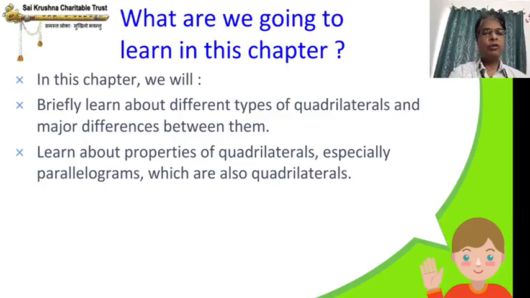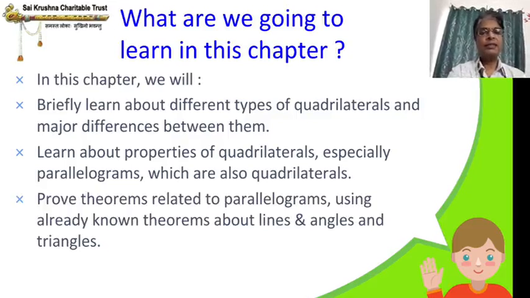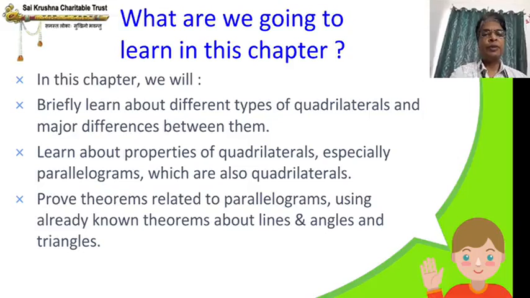So in this chapter, although we will be discussing about the types of quadrilaterals, subsequently we will be discussing only about parallelograms. The reason is whatever square, rectangle, all are basically parallelograms, and parallelogram is nothing but a quadrilateral. So when we review about properties of quadrilaterals, we will also discuss about parallelograms. Prove theorems related to parallelograms using already known theorems about lines and angles and triangles.